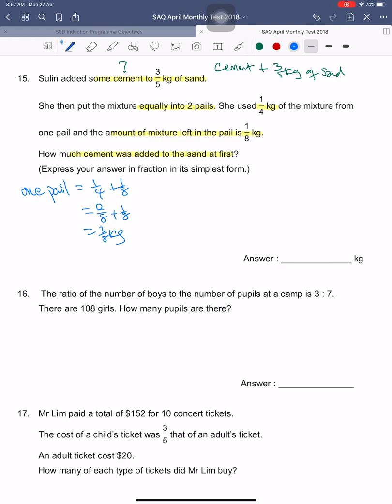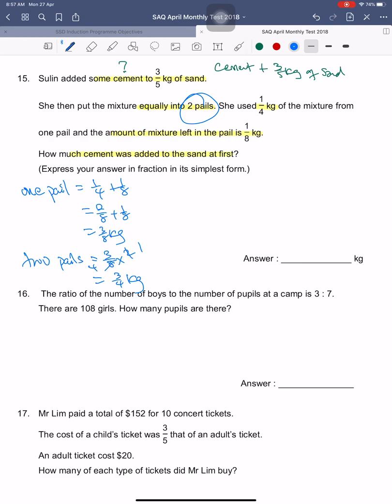Alright, that's one pail. For 2 pails, because there are 2 pails in total, it is 3/8 times 2, right? Here by 2, here by 2. So it's 3/4 kg. That means the total mass is actually 3/4 kg.